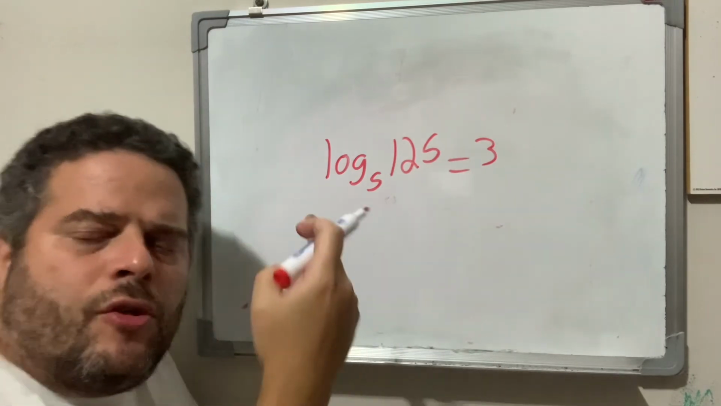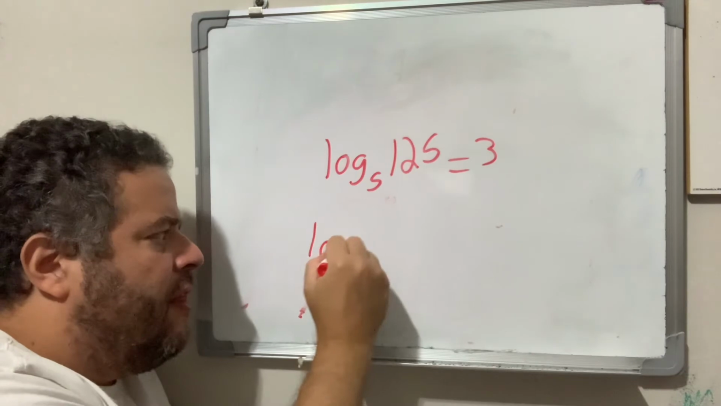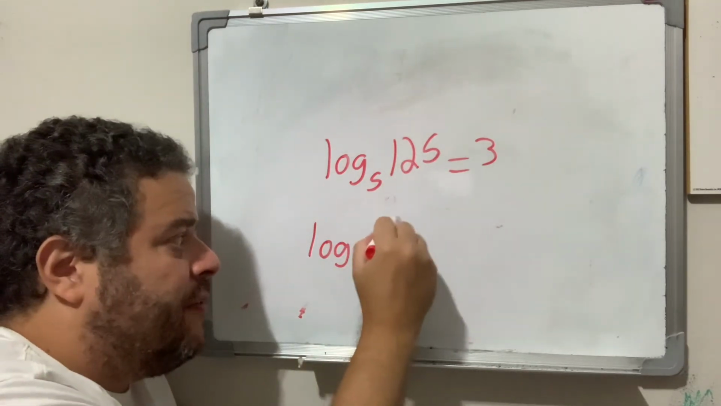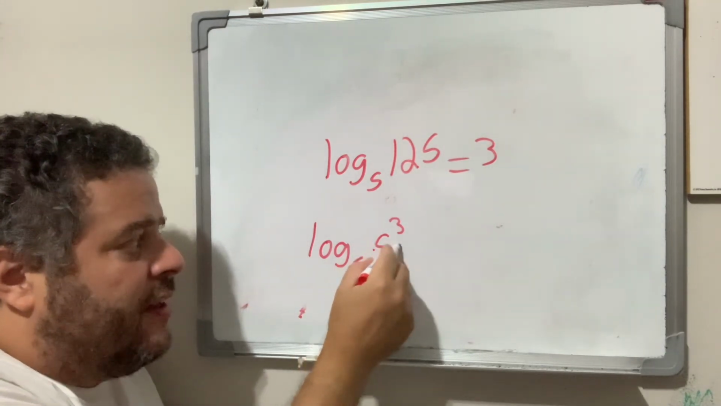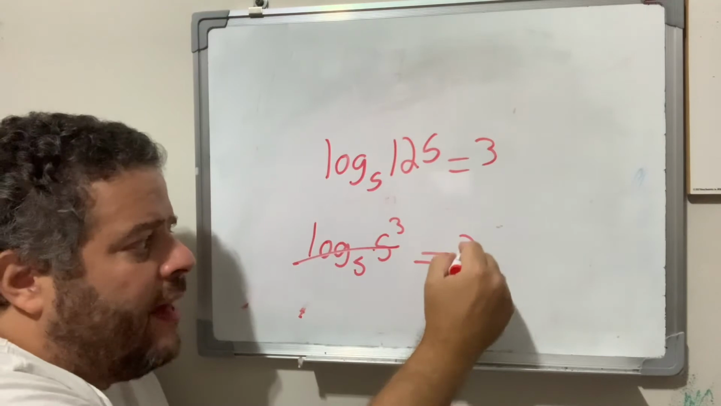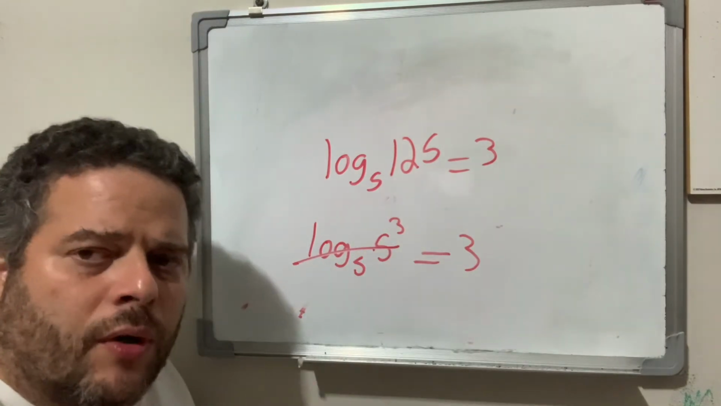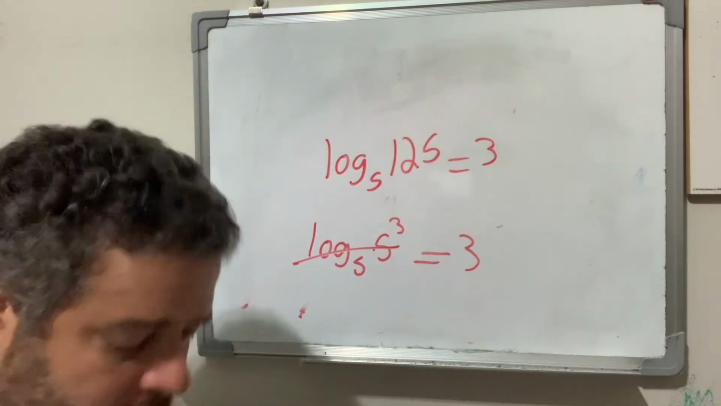Another way to visualize this problem using the rules that you learned is that 125 is the exact same thing as 5 to the third power. This base is identical to this number. They cancel out. The answer would be the exponent, or 3. So you can see there are multiple ways to work these problems, and you will be using these rules to solve for radicals, so be careful.